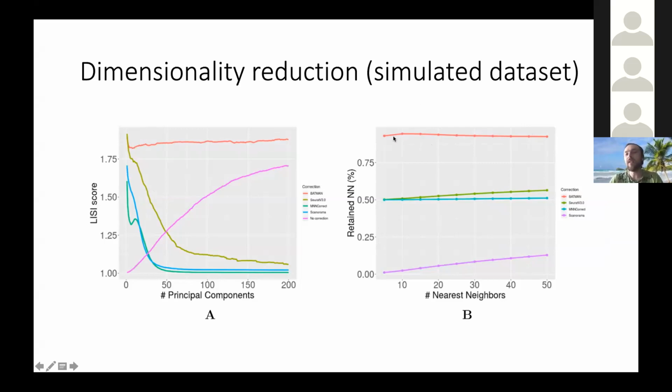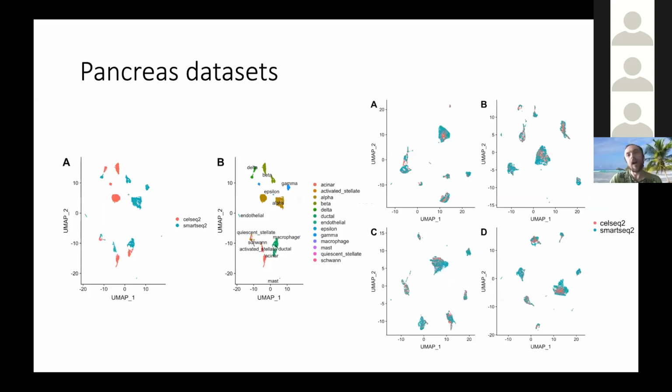And as well, here, when I compute, let's say, top 10, 20, 30, 40, and 50 nearest neighbors, I see that in the case of Batman, it preserves the local structure much better as compared to other methods that completely compromise the two data sets. So I also used pancreas data sets that appear in almost every single cell integration paper.